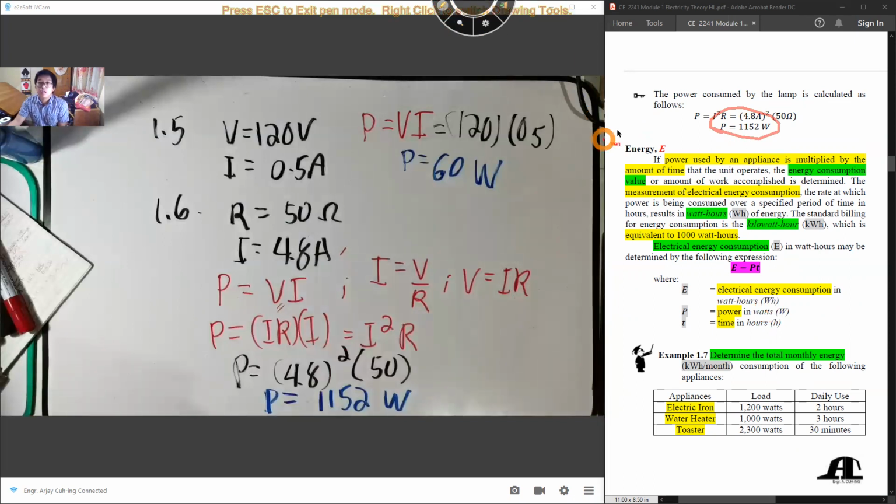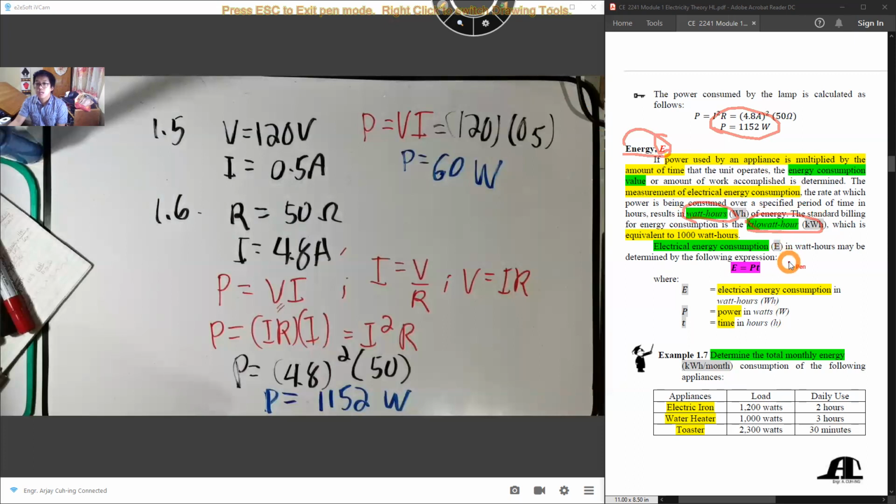So ito. So ang next topic natin class ay energy. Definition natin class ng energy or E. So E yung notation natin, no? So ito. Formula daw natin class is if power used by an appliance is multiplied by the amount of time, it is the energy consumption value. Okay? Ang unit natin class is watt hour, pero mas sikat kasi class is kilowatt hour.